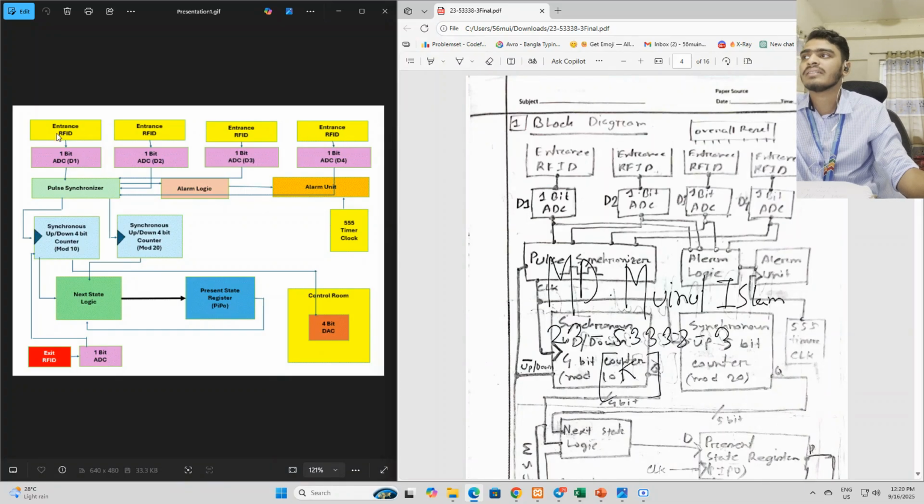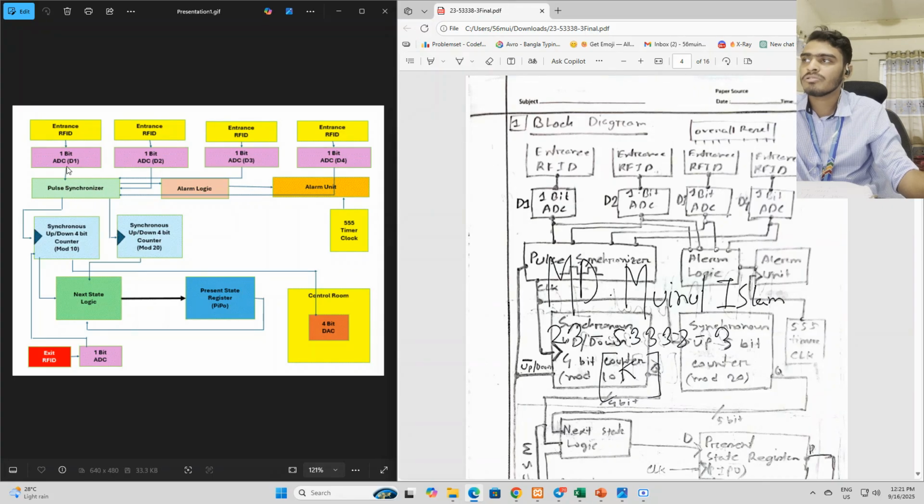If they detect a card, they send an analog pulse or analog signal, I must say, and I converted those analog signals into digital signals with an ADC, analog to digital converter. This is a 1-bit ADC, so every entrance is connected with a 1-bit ADC, and I have named them D1, D2, D3 and D4, and they give me outputs as high or low digital signals. So I have sent those digital signals into this pulse synchronizer. Now what's this pulse synchronizer, I will explain it later.